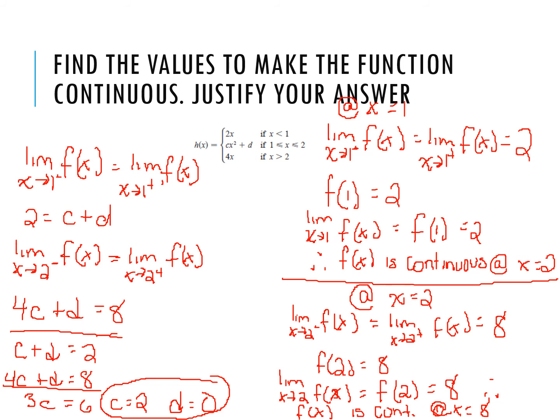And then the last one, to prove it at 2, again, I showed that the left-hand limit was equal to the right-hand limit, so therefore the limit existed. I showed that f of 2 is equal to 8. And then the limit as x approaches 2 is equal to f of 2, which is equal to 8. And therefore, f of x is continuous at x equals 2. I really need you to show all of that work in order to get credit.